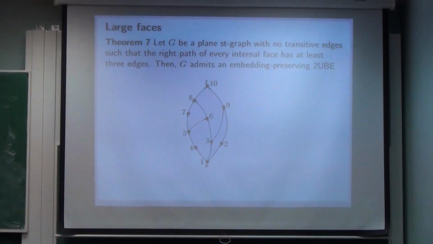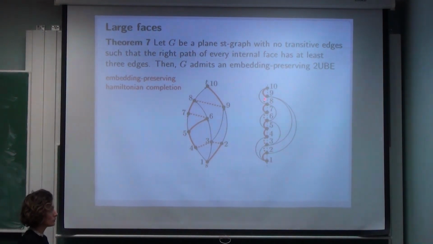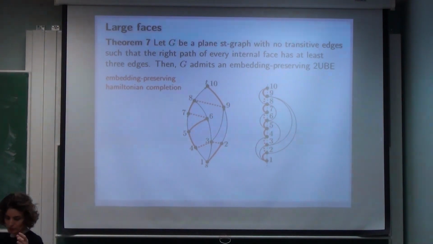This is our ST digraph, and I have to introduce a tool called Hamiltonian embedding preserving Hamiltonian completion. This is quite intuitive. So let's look at an ST digraph and a 2-page upward book embedding. If we look at the consecutive vertices, some of them are connected by edges of the graph, some of them are not. So what I'm doing here, I'm connecting the vertices which are not connected by edges of the graph by these dashed edges.